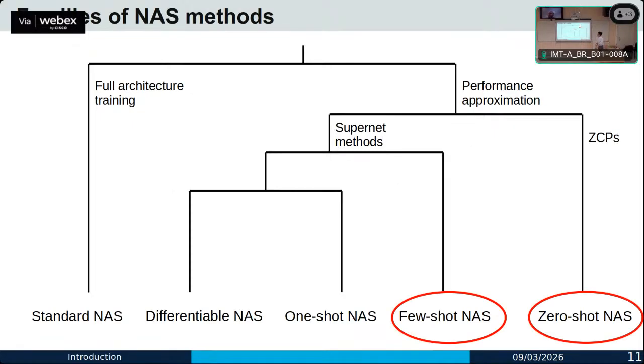And in this thesis, we will be tackling two of the subfamilies, those being few-shot neural architecture search and zero-shot neural architecture search. So in few-shot neural architecture search, our goal will be to divide the space in such a way to make the search easier, while zero-shot neural architecture search will take advantage of the inner properties of the models using some metrics called zero-cost proxies.